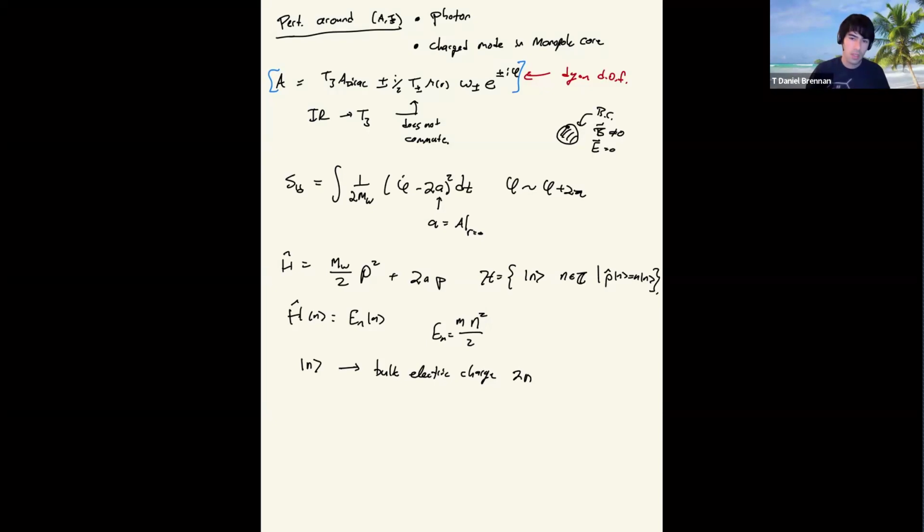And this is important because the Callan-Rubakov effect is really nothing but the interaction of this dyonic degree of freedom with the bulk fermions.